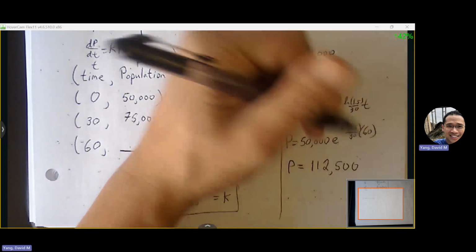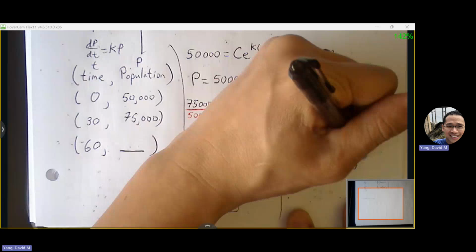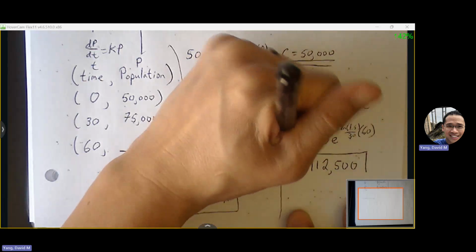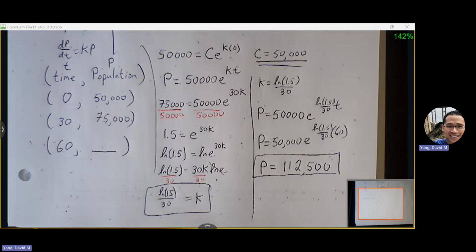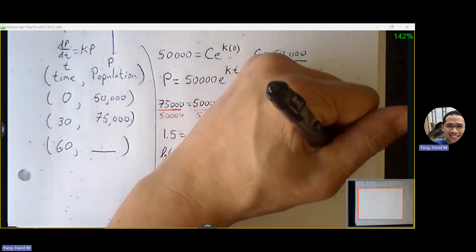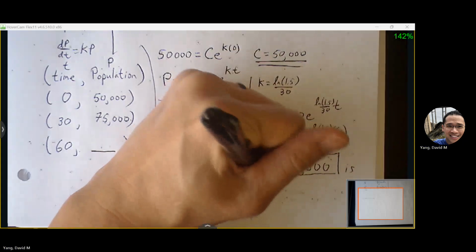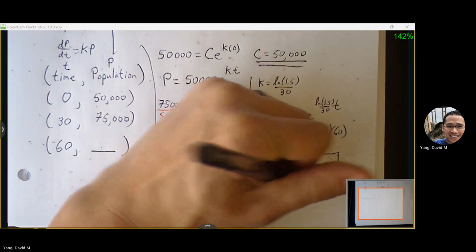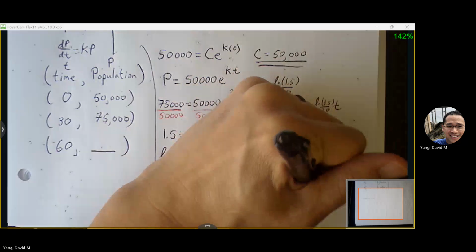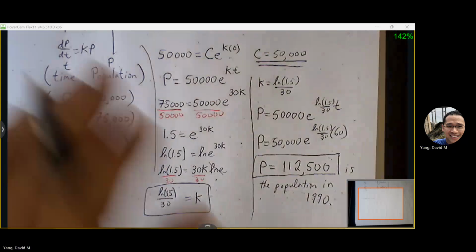It just so works out that it ends up not having a decimal, but usually there's going to be a decimal. If there's a decimal, you're going to round to 3 decimal places. So the population is 112,500 in 1990.